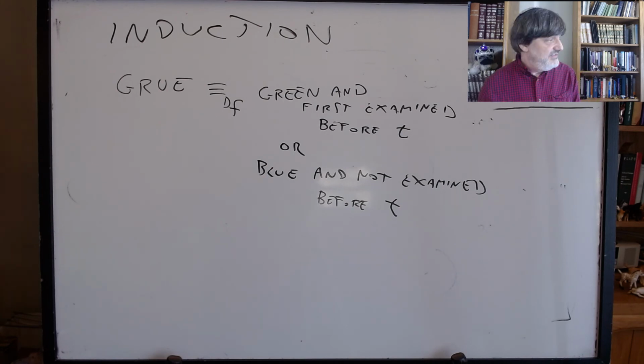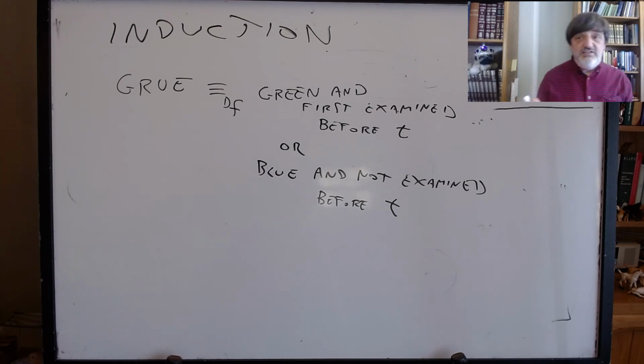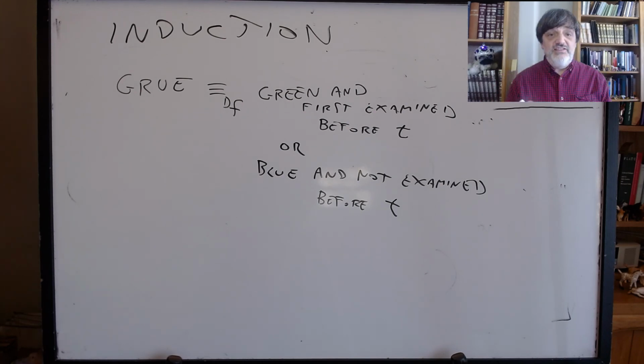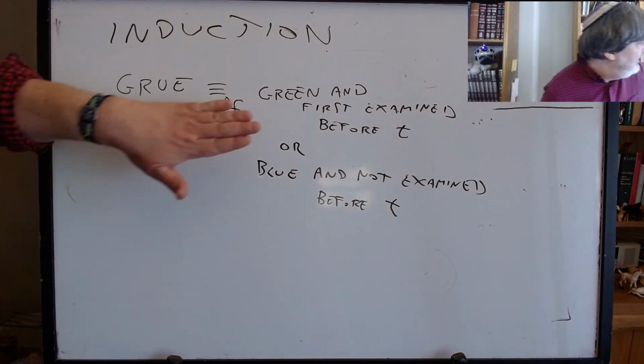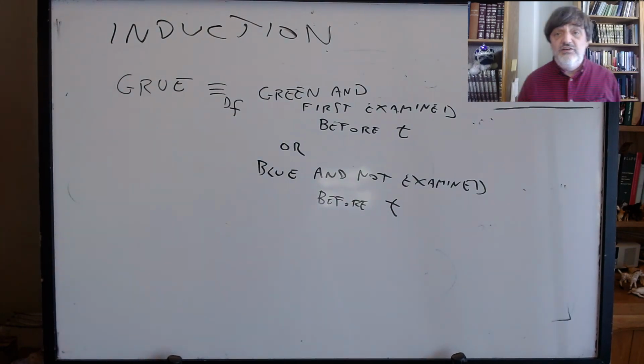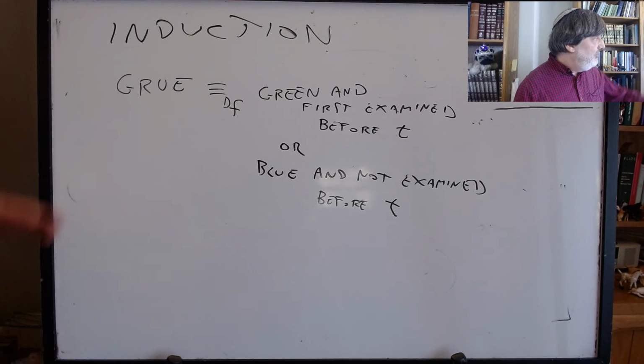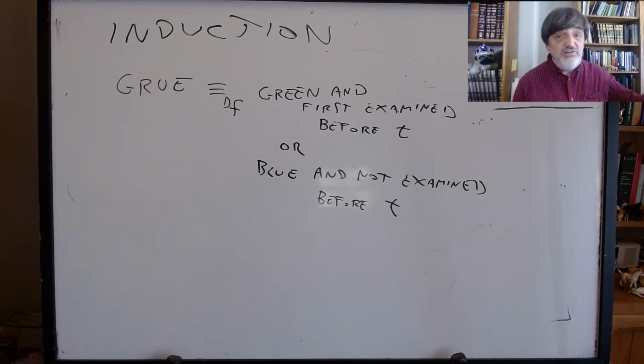Why? Because what won't happen at time t, it won't change from first examined before time t to not examined before time t. Once I've examined it, it's always going to be something that was first examined before time t. So it's always going to be on this horn of the definition. And so the only way for it to always be GRU will be to always stay green. If it ever changes and isn't green in the future, it won't be GRU.